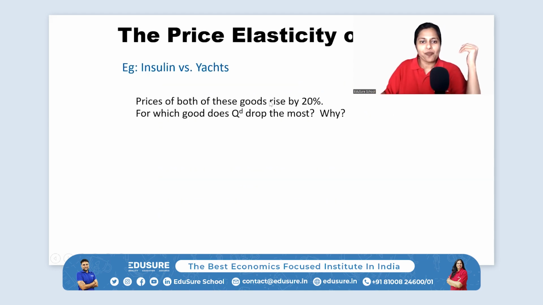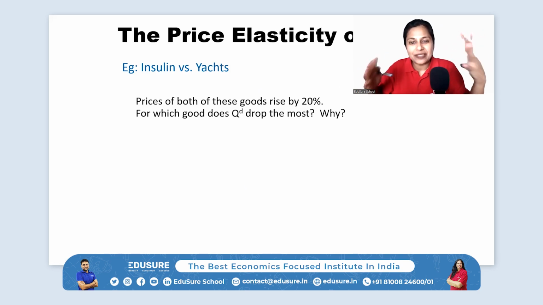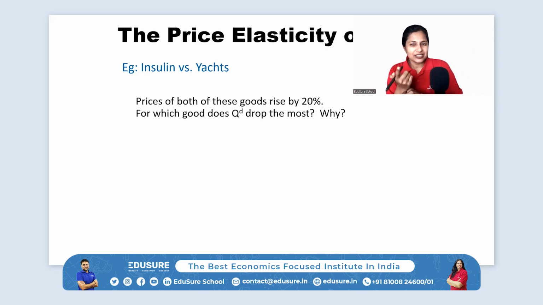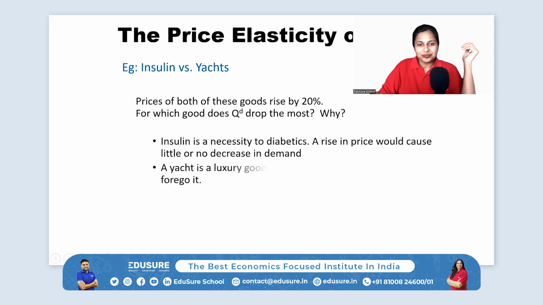All right, example, insulin and yachts. If both insulin and yachts have a price increase by 20%, किसकी क्वांटिटी ज्यादा फॉल करेगी? इंसुलिन की, yachts की? Now insulin is a necessity good, जिसको चाहिए वो चाहिए, तो क्या उसकी क्वांटिटी उतनी फॉल करेगी? No. But yachts is a luxury good. You may or may not buy a yacht.